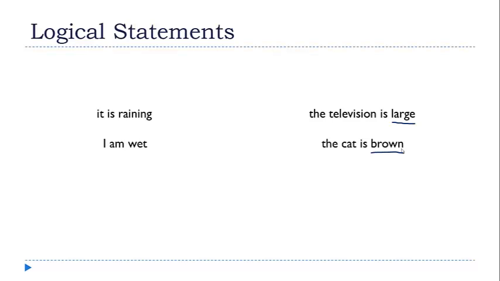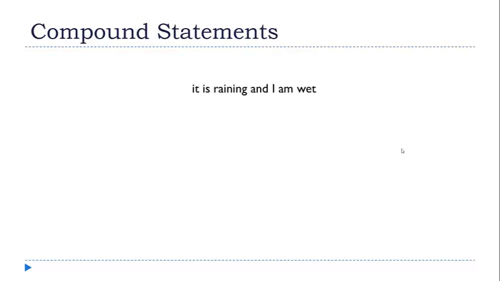So now that we have this definition of a simple statement, if you will, let's look at how we can combine these together into more complex statements, what mathematical logicians call compound statements. You've got a simple example of that here. I took the two statements from the previous page, it is raining and I am wet, and I combined them together using this logical operator, the English word and.